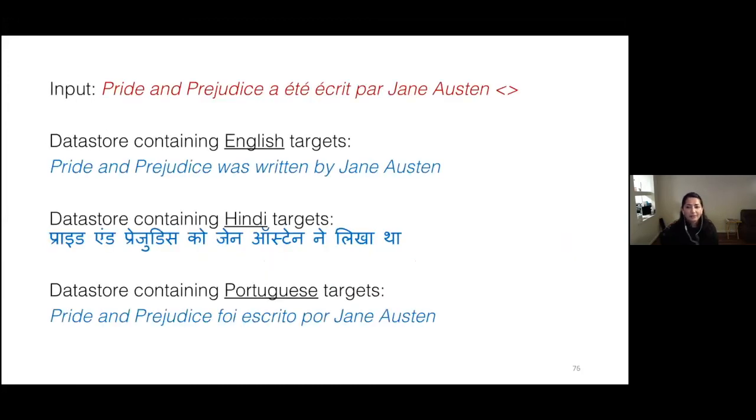So given this setup, you can see that the data store only contains values from the target language, and we only condition on the source language implicitly via the representations.